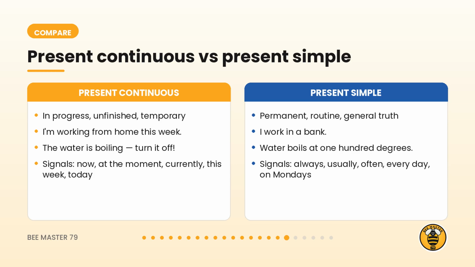Water boils at 100 degrees. A scientific fact, always true. But: the water is boiling. Turn it off. That is happening right now in your kitchen. The signal words separate them cleanly. Now, at the moment, currently, this week, today, pull the continuous. Always, usually, often, every day, on Mondays, pull the simple.